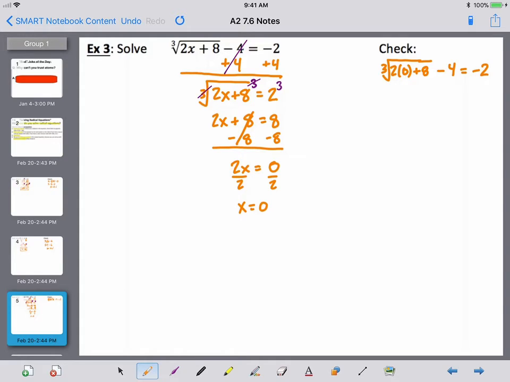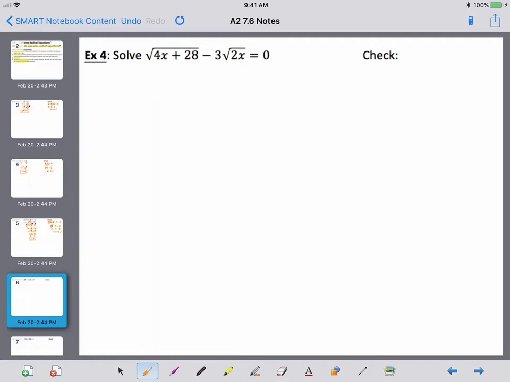So inside of the root, 2 times 0 is just 0. 0 plus 8 is 8. So we're going to get the cube root of 8 minus 4. Well, that's just 2 minus 4. And if we simplify that down, we'll get negative 2 on both sides of the equation. So 0 is our final answer.